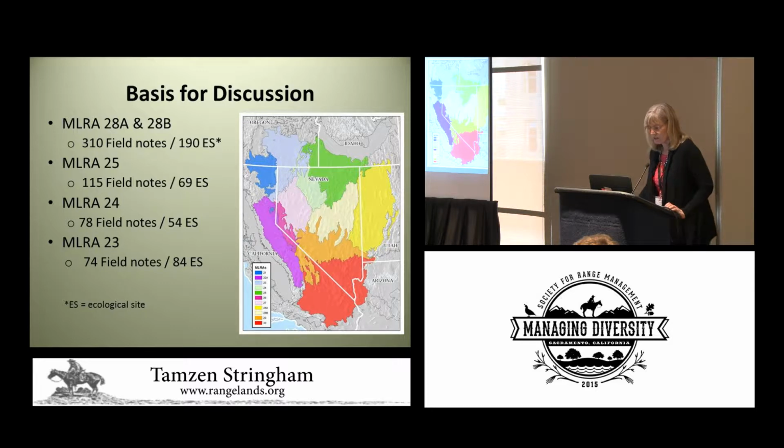So the basis for discussion again is the MLRA scale level and the work that we've been doing in the ecological state and transition modeling work. And again, 310 field notes in 28A and 28B, 115 in 25, 78 in 24. And I didn't tell you, but we did 74 field notes in MLRA 23 last summer, so we brought that into this discussion.